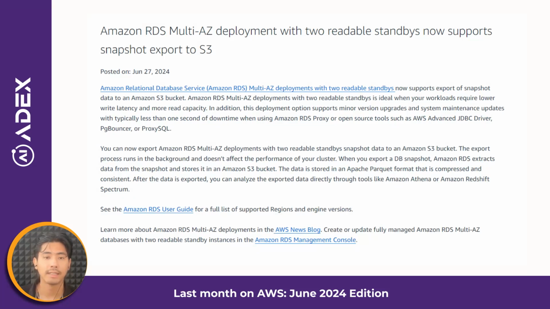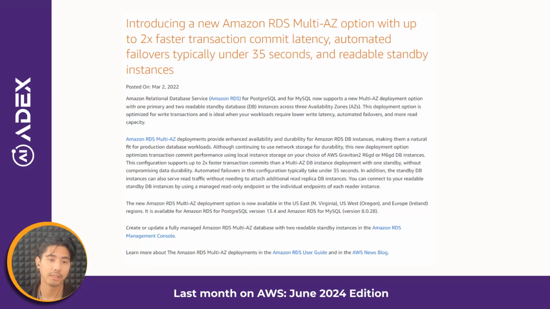Our next update comes from Amazon RDS. So Amazon RDS Multi-AZ deployments with 2 readable standbys now support exporting snapshot data to Amazon S3 buckets. This deployment option is ideal for workloads that require lower write latency and increased write capacity. You can now export snapshot data from Amazon RDS Multi-AZ deployments with 2 readable standbys to an Amazon S3 bucket. This exporting process runs in the background, so it does not affect the performance of a cluster.